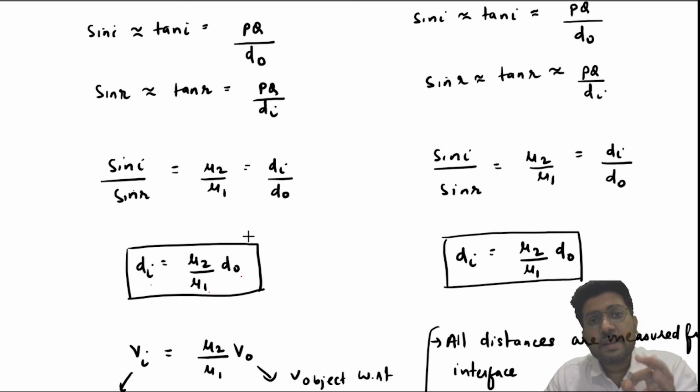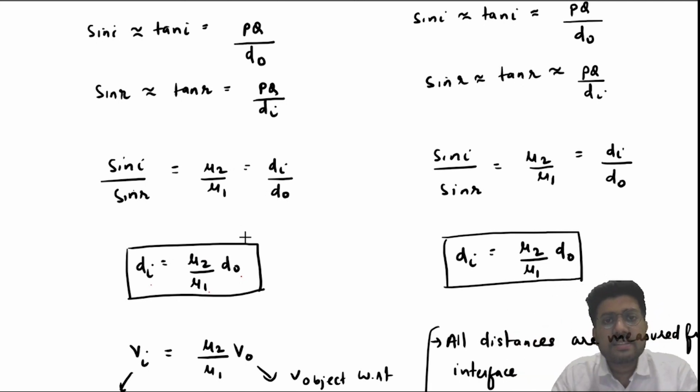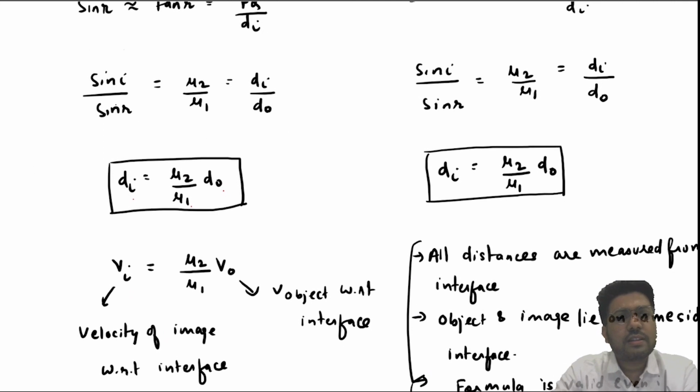You have to remember again, mu1 is the incident side, mu2 is the refracted side. Again I am repeating, mu1 is the incident side, mu2 is the refracted side. This is the formula for finding the position of the image: di is equal to mu2 by mu1 into do. Sometimes di is also called the apparent position of the object.